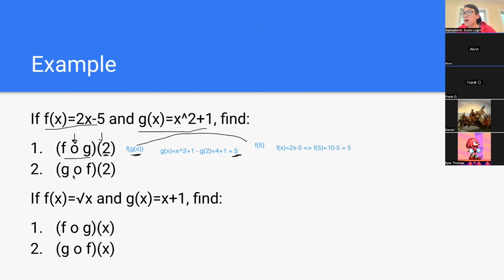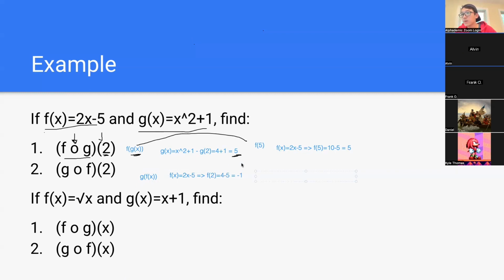And then I'll do g of f as well, so you can see the difference between the two. Instead of f of g, you would get g of f. So in this case, instead of finding g of 2 first, you would find f of 2. Using the same equation, f of x equals 2x minus 5, plug in the 2: f of 2 is equal to 4 minus 5, which equals -1.